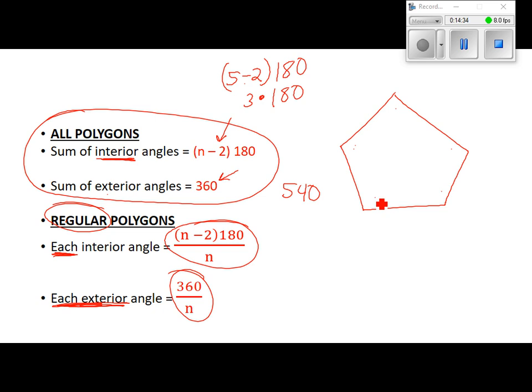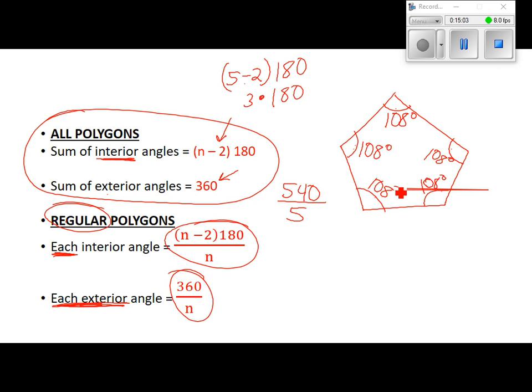If we know it's regular, so all these angles are congruent to each other, then I take that 540 and I divide by the number of sides, which is 5, and I come up with 108. So that angle right there is 108. That angle is 108. That angle is 108. That angle is 108. This angle is 108.